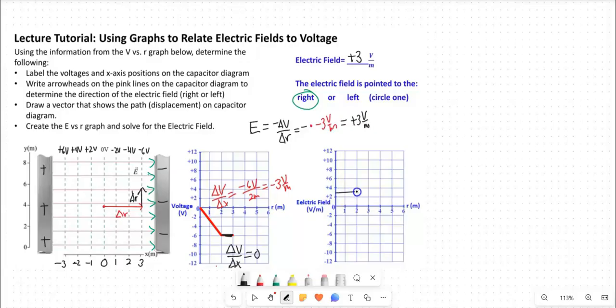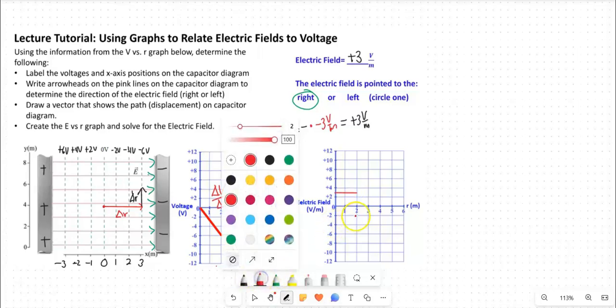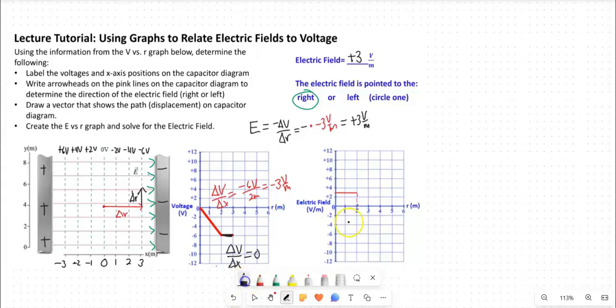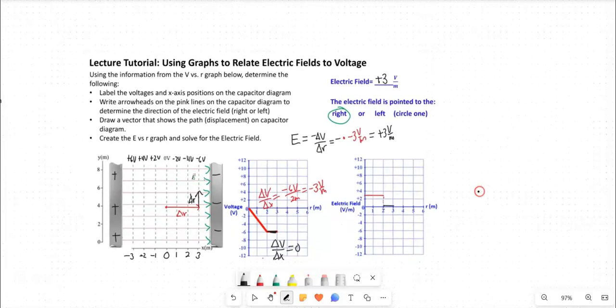So this is going to be, you know what? I used red for that guy. So this is positive 3 right there. And then something happens, and then our path changes, and now it's 0. Okay? So I think you have a problem kind of like this. All right. Again, doing these, you're really getting a really good understanding of how electric fields, paths, and voltage are all working together. Okay?